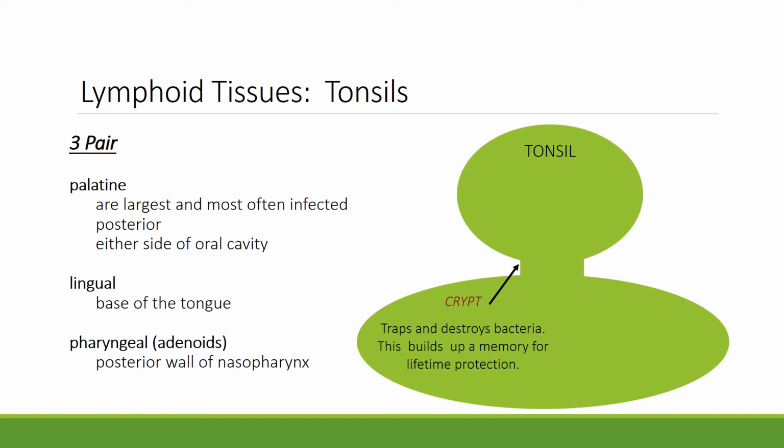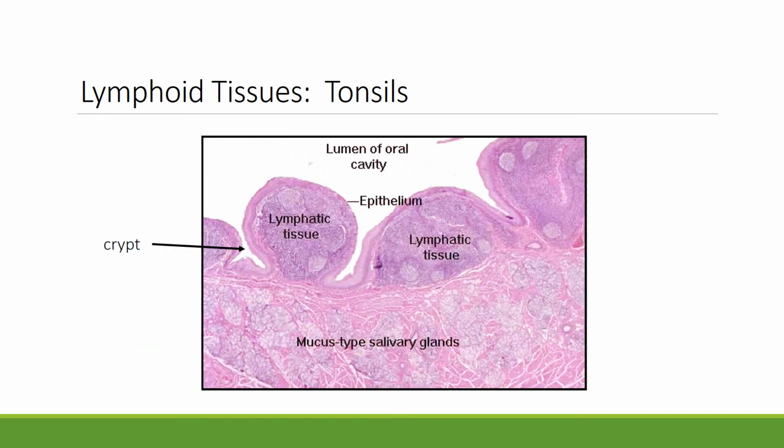The tonsil is attached by a small stalk that creates a crypt-like area, and the purpose of this crypt is to trap and destroy bacteria. This builds up a memory for lifetime protection. This is a slide of the tonsil, labeled lymphatic tissue. You can see how it forms a crypt.